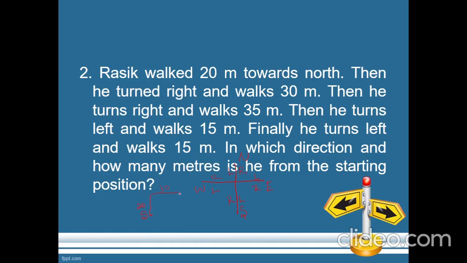Then after walking 30 meter towards east direction, he turns again right. The right means in downward direction. How many meters? 35 meter. For example, if you draw the line like this, you mention that this is 35. Not, this is not 35. Why I asked to extend the line is because this line is 20 meter, this is 35. Both are parallel lines, but the length is different. So only for that I asked to extend the line till this point.